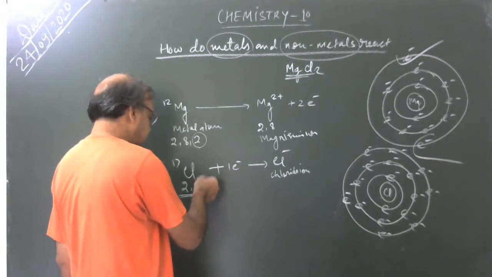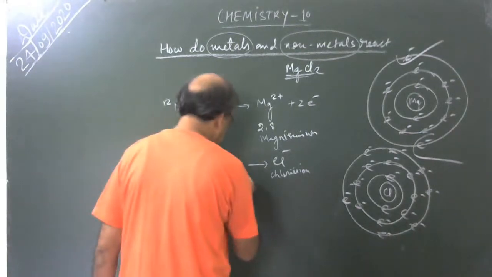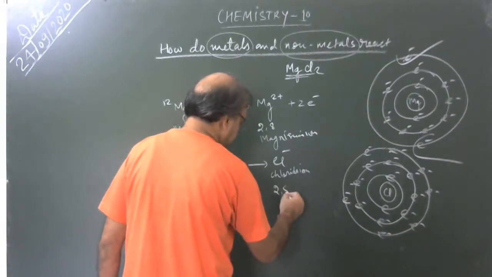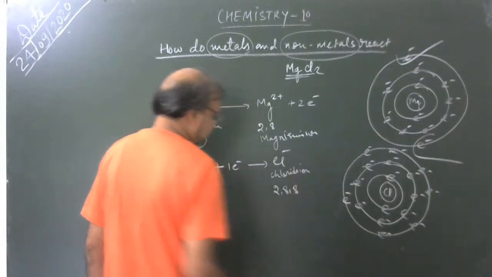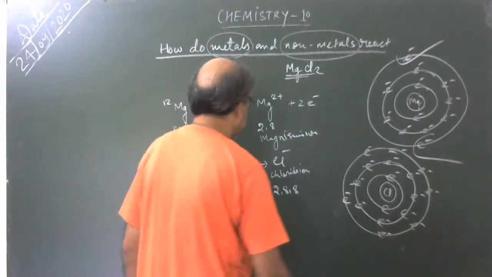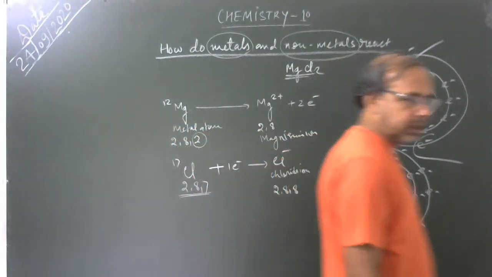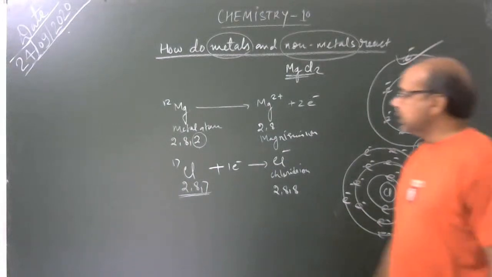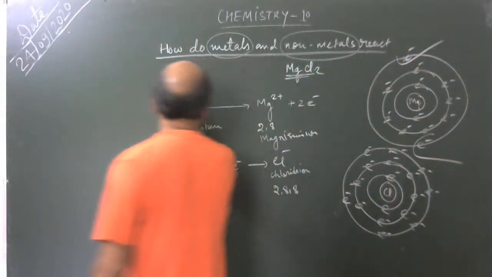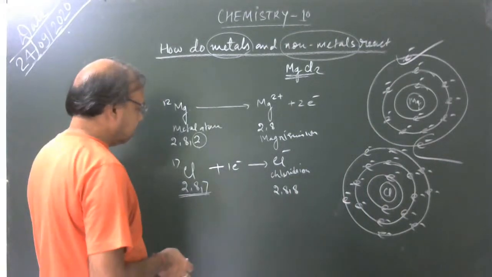So it needs 1 electron to complete its octet. When it takes 1 electron, its octet will be completed, and there will be 2, 8 and 8 electrons. Magnesium's octet is also completed, 2 and 8 electrons. So metals have a tendency to lose electrons and non-metals have a tendency to gain electrons.